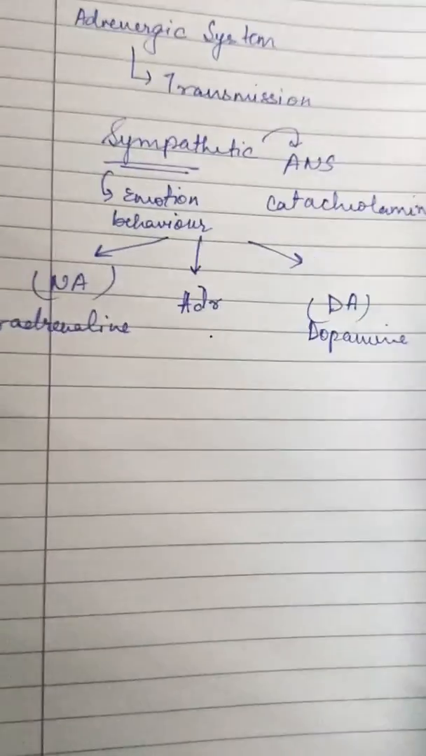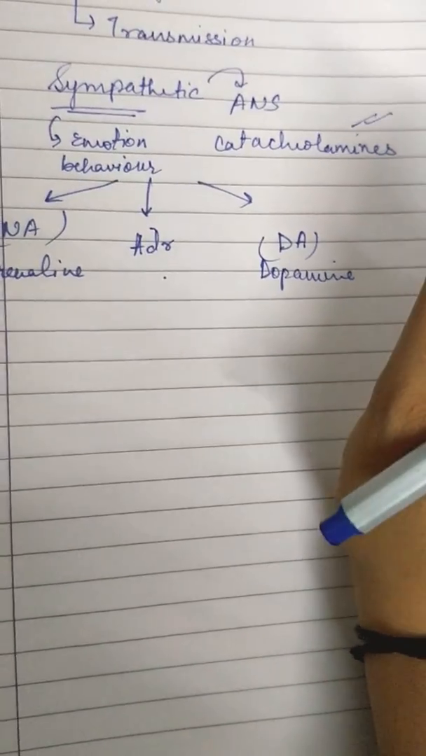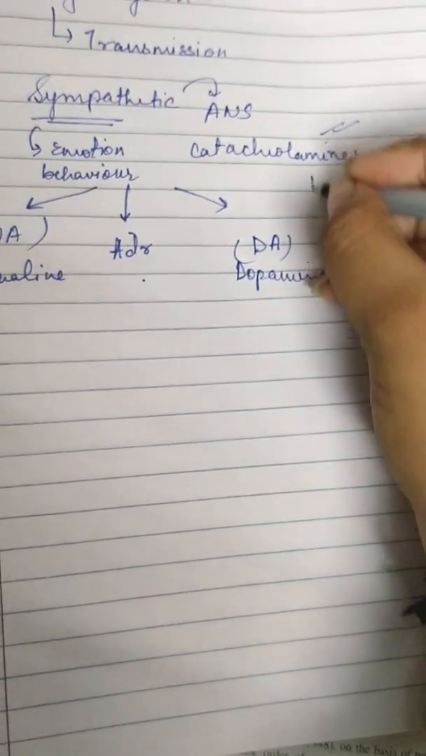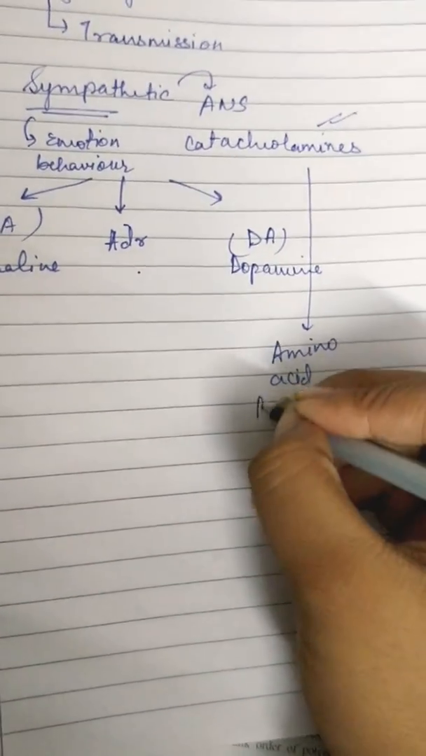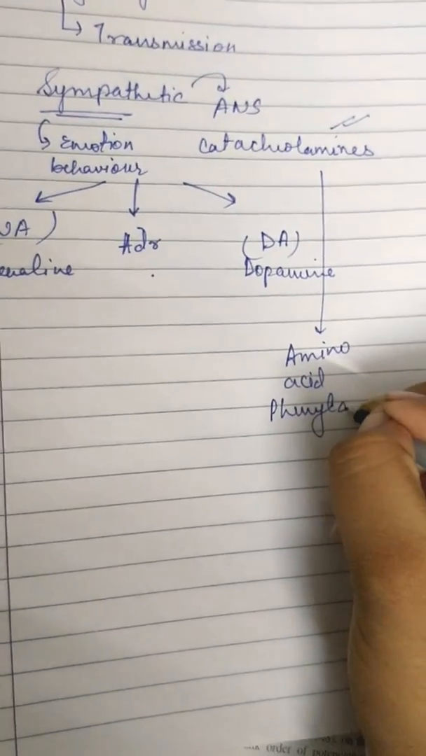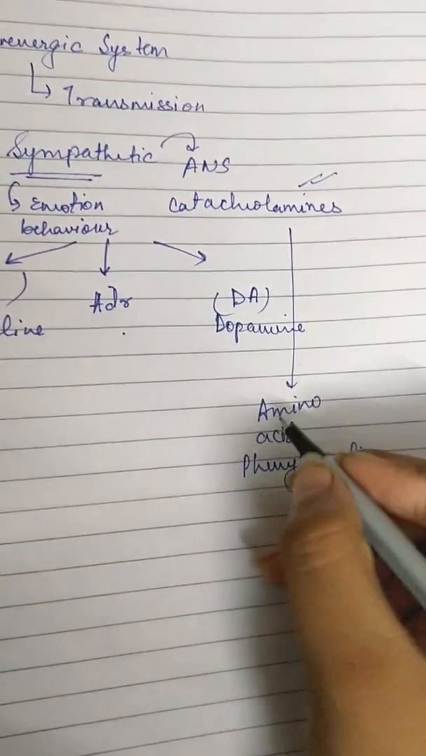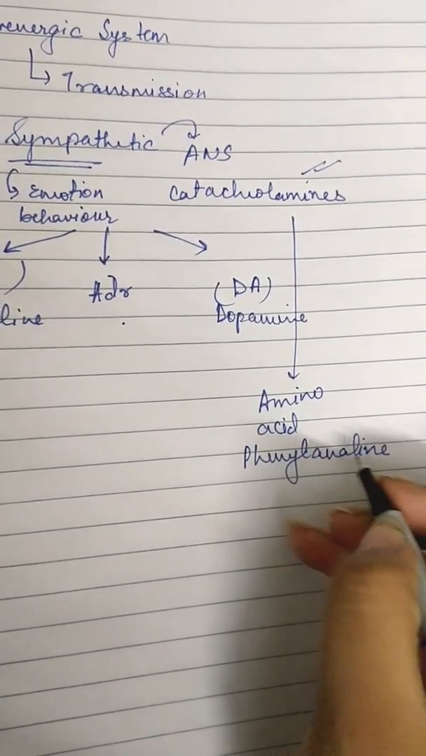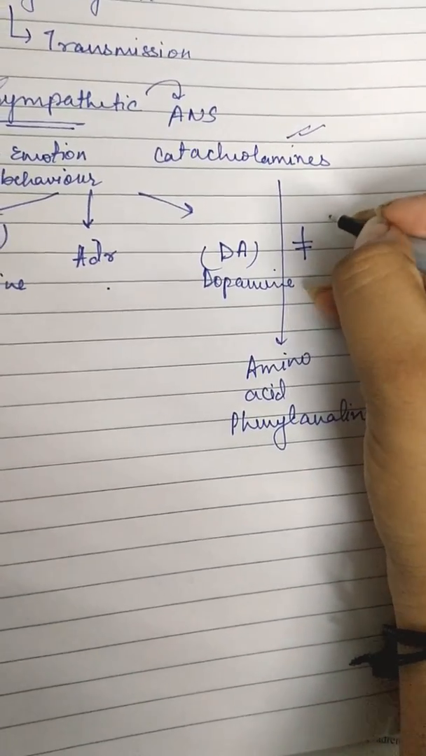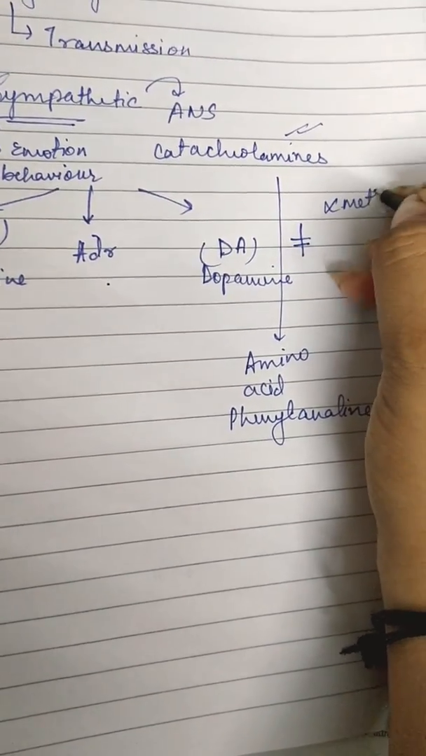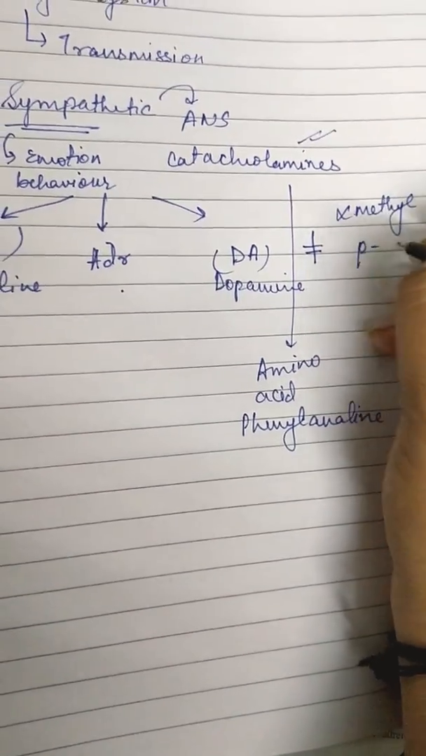First, we should know how catecholamines are synthesized. So these are synthesized from the amino acid phenylalanine, and this process of formation of catecholamines from the amino acid phenylalanine can be inhibited by alpha methyl p-tyrosine.